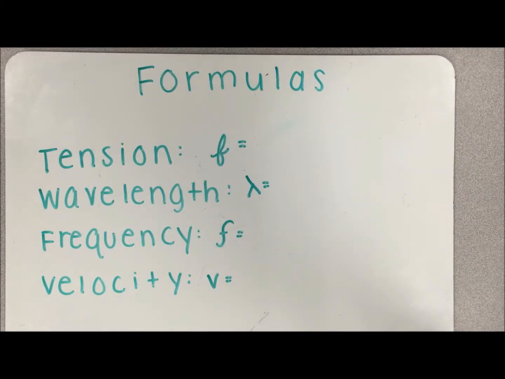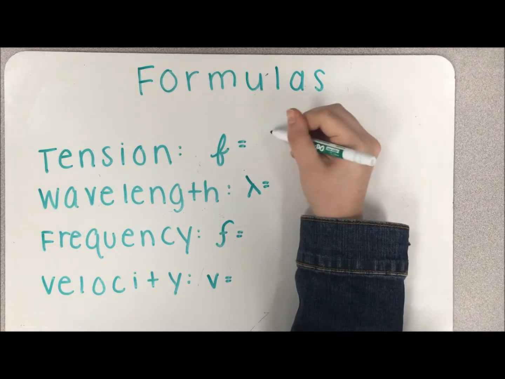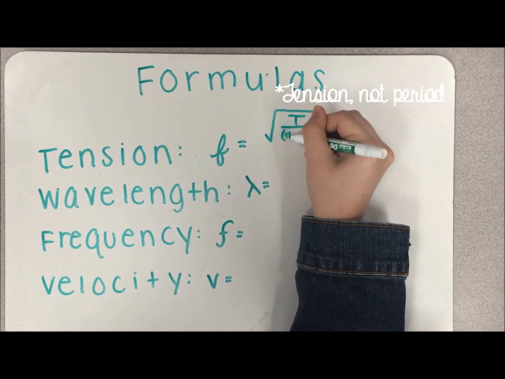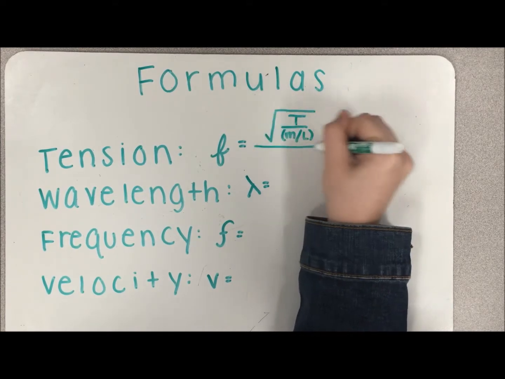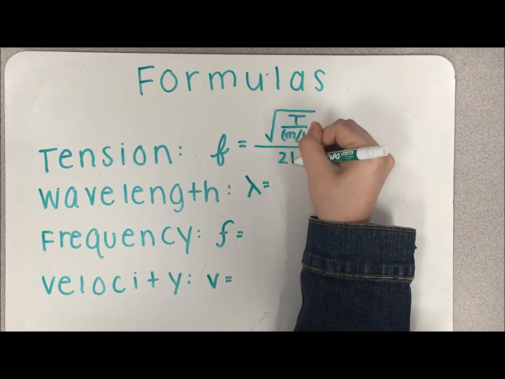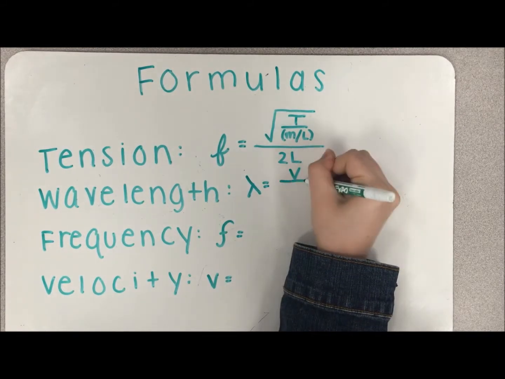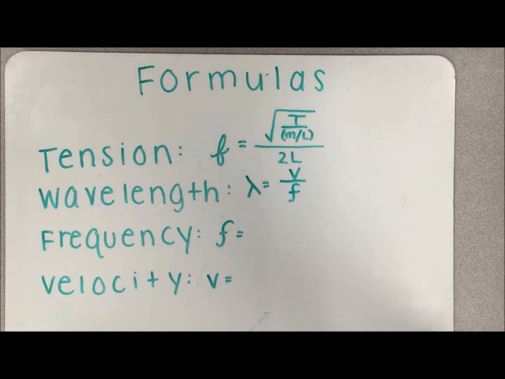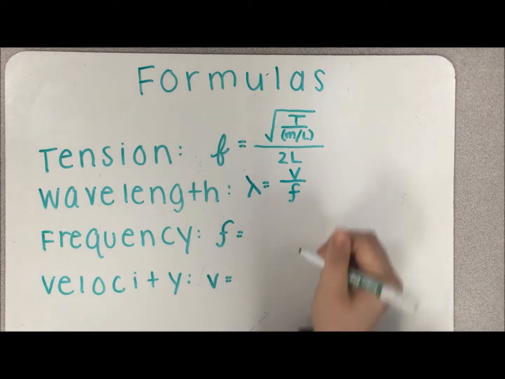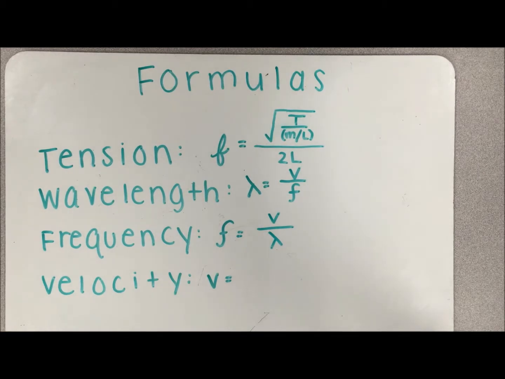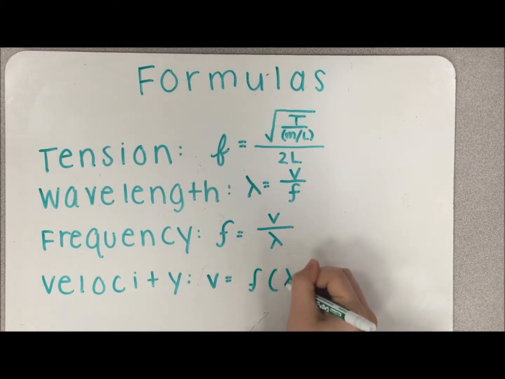The following are the formulas behind everything we've shown you so far. The formula for tension is frequency equals the square root of tension over mass divided by length, all over 2 times the length. The formula for wavelength is wavelength equals velocity over frequency. So the formula for frequency is just a rearrangement of this formula. This is another way to calculate frequency from the one we've showed you previously. Velocity is frequency times wavelength, which again is another rearrangement of this equation.